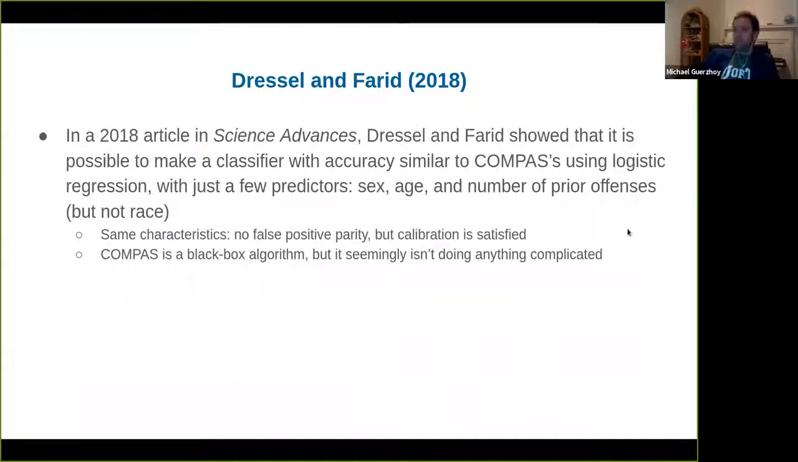So what Dressel and Farid found and published in Science Advances in 2018 is that actually COMPAS, while you might think about it as this black box system that's doing something very complicated, is probably actually doing something very simple. A logistic regression that just uses sex, age, and the number of prior offenses, not race, similarly to COMPAS, can achieve accuracy that's similar to COMPAS. It also exhibits other characteristics that the COMPAS scores exhibit. Specifically, there's no false positive parity, but calibration is satisfied.